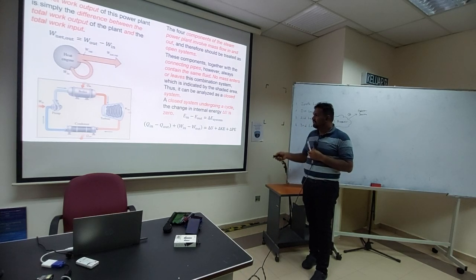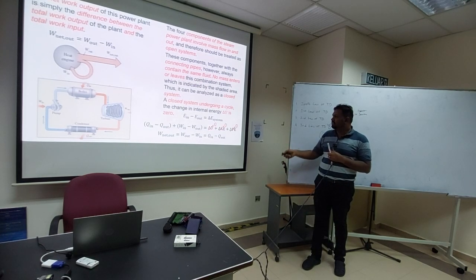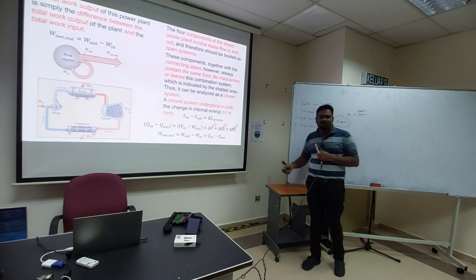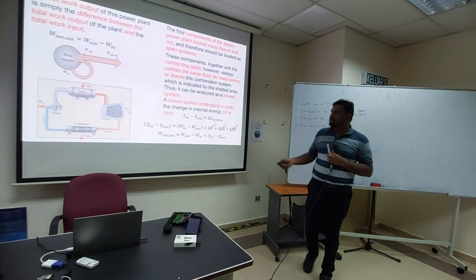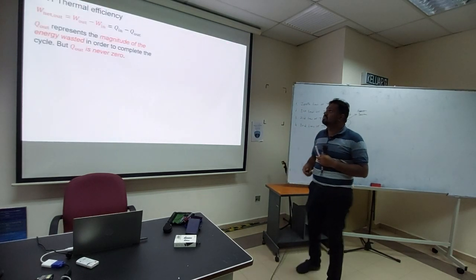Because Q in and W in are considered as input, and W out and Q out are considered as output, the change in the system is the change in all of these. The change here is supposed to be 0, so all of these are 0 because nothing is going out. So you rearrange, and you can find the net work output. So that is how we calculate it in the actual system.